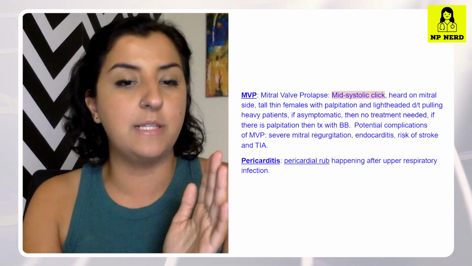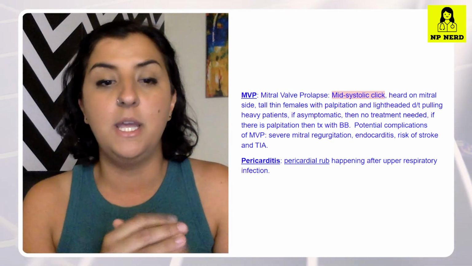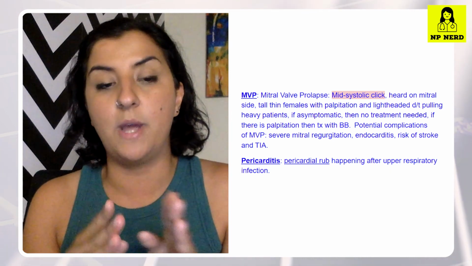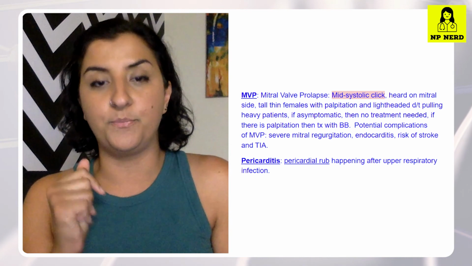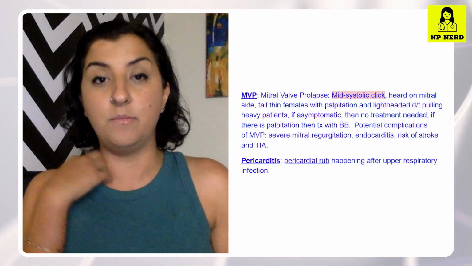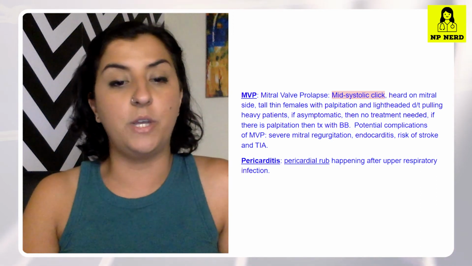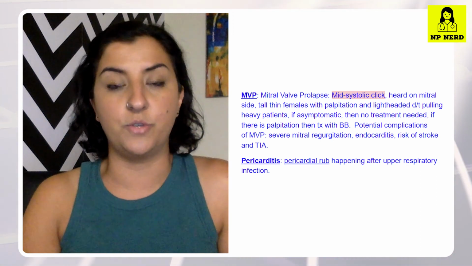And here we have the last little section that I have, which is MVP. It's your mitral valve prolapse. The way to describe that, it will be described on the test as a mid-systolic click. Okay, it's heard on the mitral side, hence the name, right, mitral, and you treat it with beta blockers. It can have a lot of complications, so treat that.